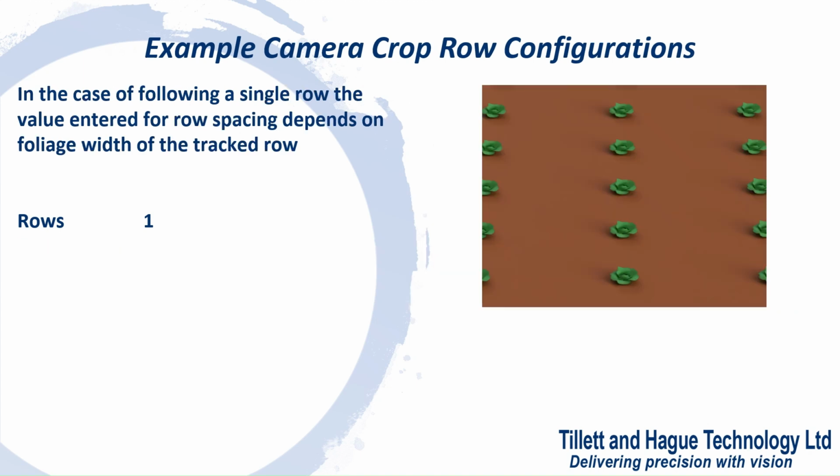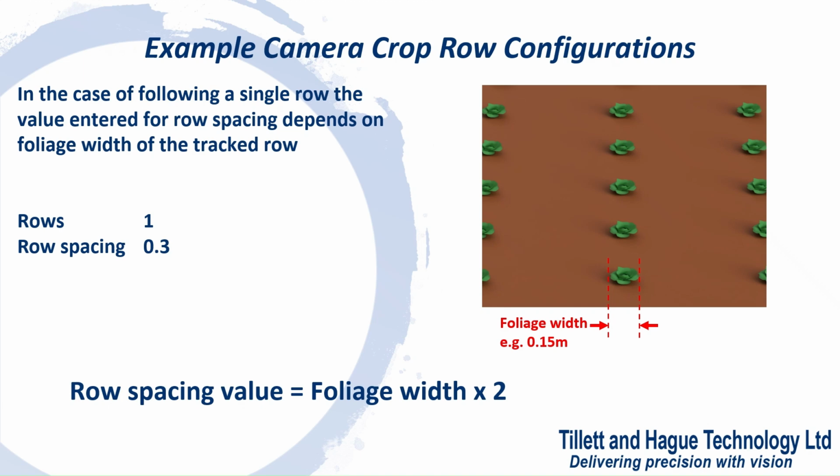While we do not recommend guidance using a single row, we appreciate in some cases, due to various constraints, guiding only on a single row may be necessary. When setting up for a single row, the value used for row spacing is linked to the foliage width of the tracked row, and not the distance to the adjacent row. We should measure the foliage width of the tracked row, in this case 15 centimeters or 0.15 meters. We should then multiply this value by a factor of 2. This will give us our row spacing value to enter into the configuration file. So for this case, 30 centimeters or 0.3 meters.